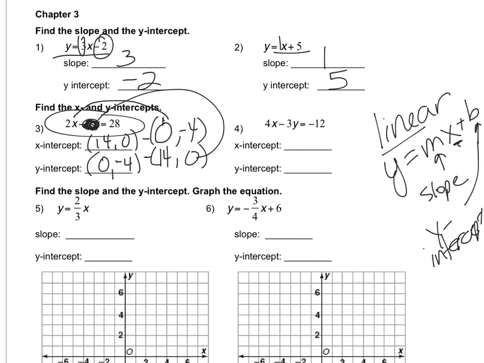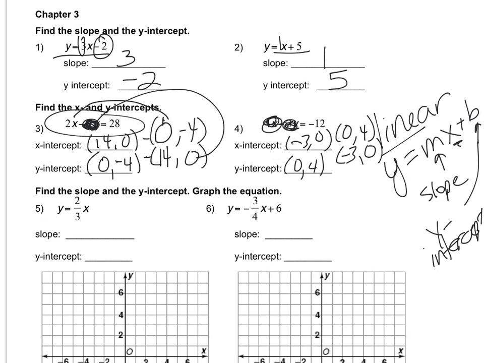So, again, on number 4, if we plug in 0 for x, that takes care of 4x, and we're left with negative 3y equals negative 12, so y is 4. And then when we plug in 0 for y, we get 4x equals negative 12, so negative 3 is the x value. So 0, 4 is on the y-axis, so that is our y-intercept. And then our x-intercept is at negative 3, 0.